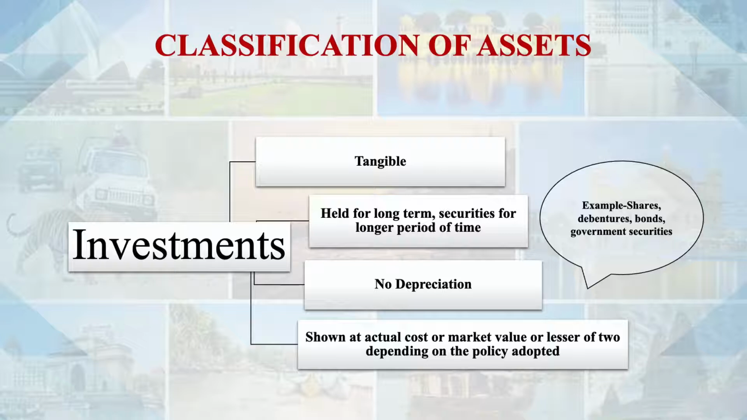No depreciation is charged on the investments, and they are always shown at the actual cost or the market value or any of these, whichever is less, but all depends on the policy adopted by the company. So whatever is the policy of the company regarding the investment, that is the value at which the investments are shown in the balance sheet. So these are the investments. So now let us see the next part or the next classification of assets.